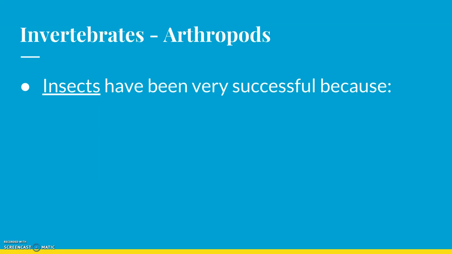Like we said at the beginning, 75% of all animals on Earth are arthropods, most of those being insects. So they have a couple adaptations that have helped them. They can fly. That's super helpful. It's really hard to eat a bug. Let's say you're a bird. It's really hard to eat a bug if it's flying away from you. So flying is awesome.